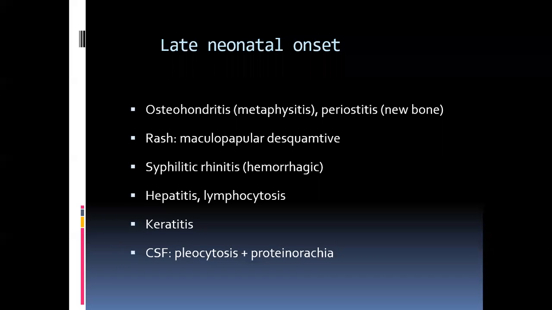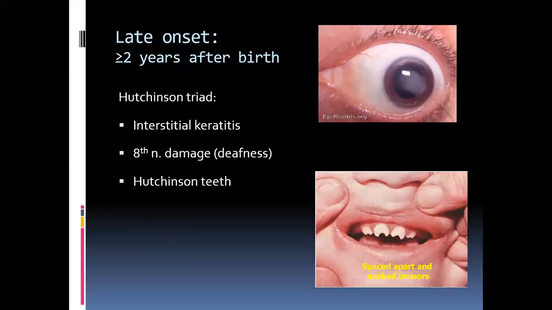There can also be hemorrhagic features, hepatitis, and lymphocytosis. These are some features that can be caused. There is also keratitis in patients, and cerebrospinal fluid is used for the diagnosis. These are the symptoms, the later clinical manifestations, which occur in the neonatal disease pattern. These are features of the syphilis patient.